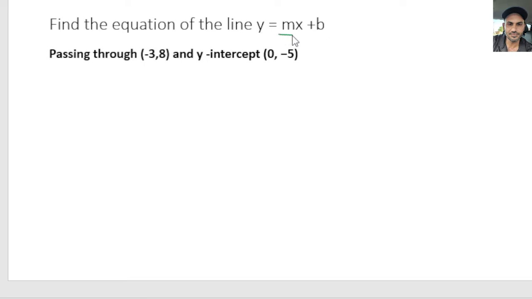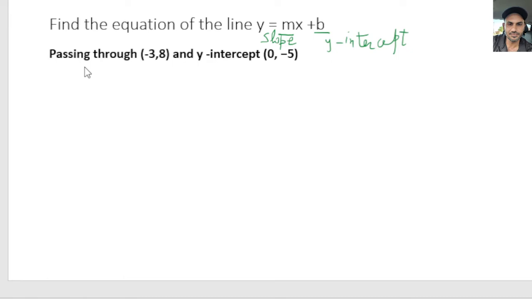So here is the slope and here is the y-intercept. So this is the slope right here, and this is the y-intercept. So these are the two unknowns we have to look for, and then we'll have the equation of the line.